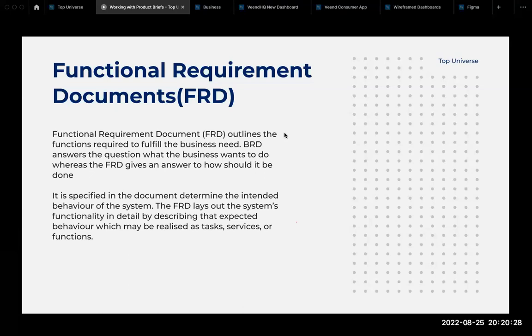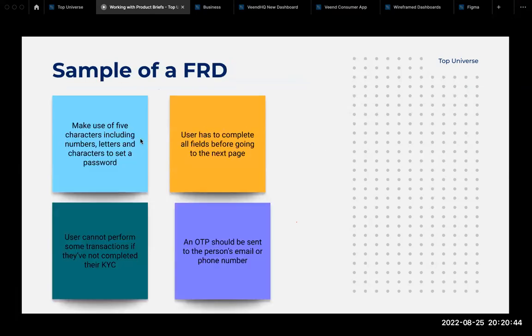Then if the stakeholders say, okay, no, let these guys just put in letters alone. So from there we can know, okay, this is what these people want, and let's do it that way. So that is what is contained in the functional requirement document. So next, let's see. An example of an FRD: make use of 5 characters, including numbers, letters, and special characters to set a password.